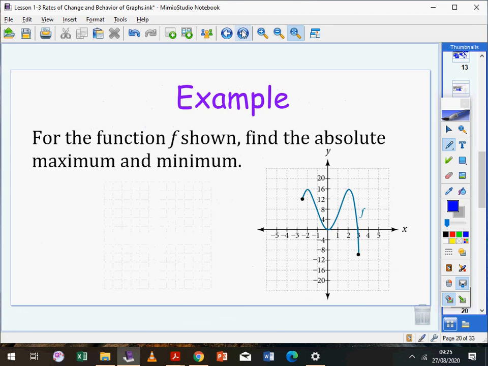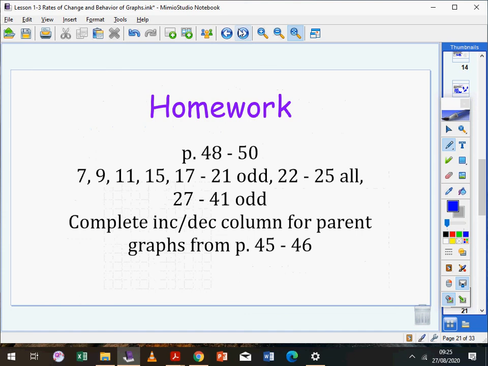Alright, for this function shown, we can see that the absolute maximum happens when x is negative 2, so f of negative 2, and it also happens when x is 3, at 16, and the absolute minimum is happening again when x is 3, and that's negative 10-ish, I think. Alright, so there you go.